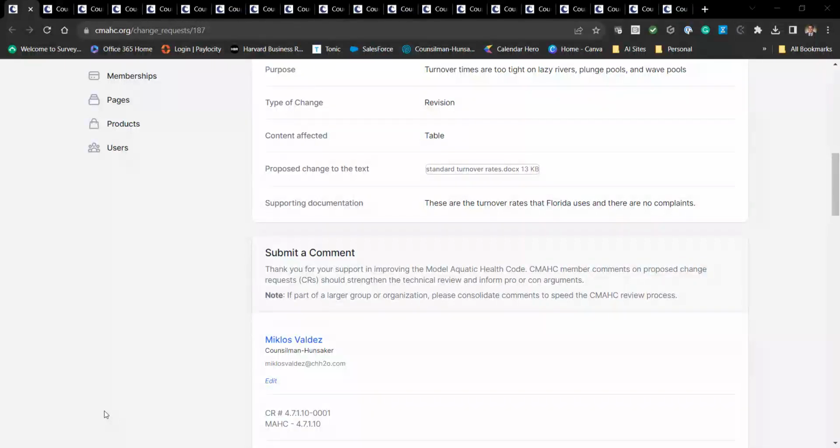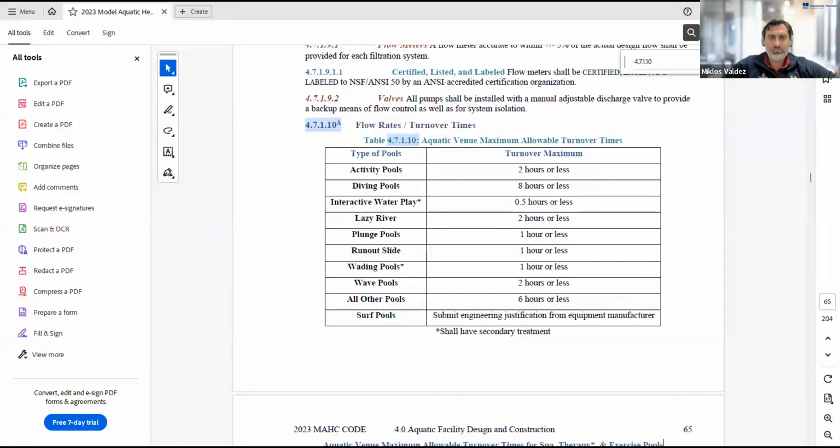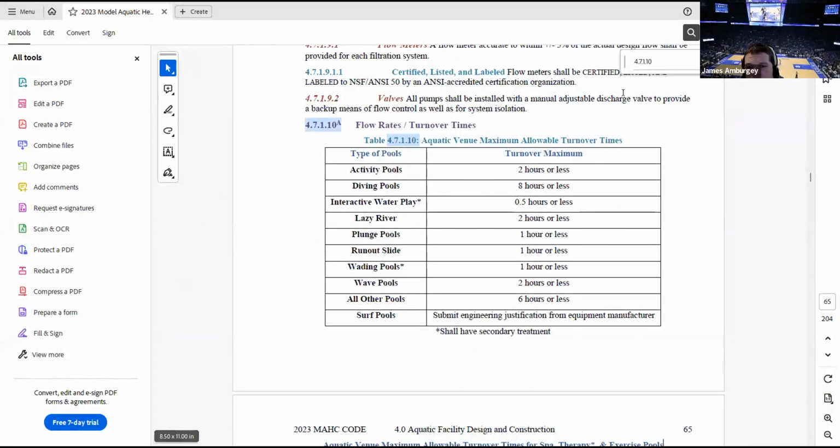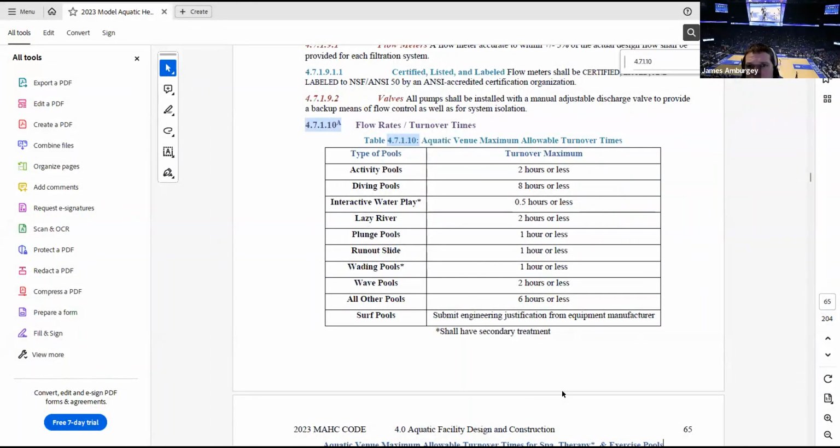Miklos, I have the chart ready and pulled up if you want me to share my screen so people can see it. By all means, feel free. So this is the current chart in the MAC. It would just add an hour to the wave pools, the lazy river, and the plunge pool. Everything else was proposed to be the same. Yes.